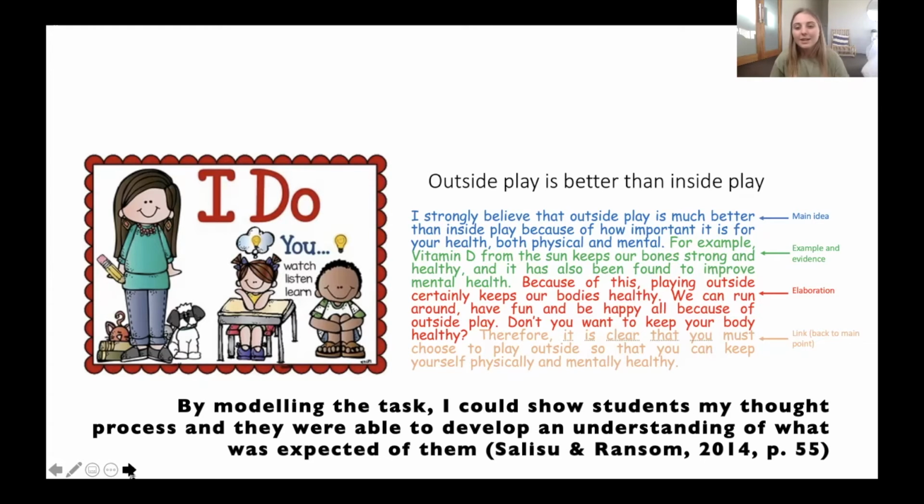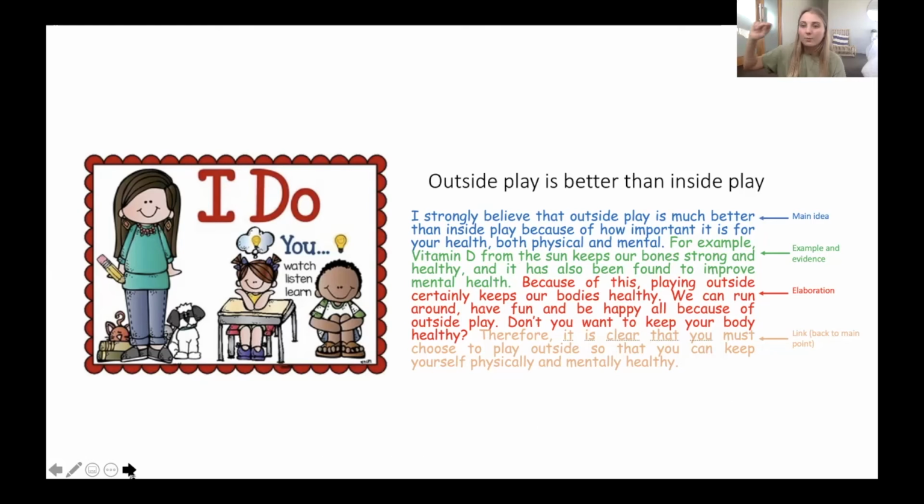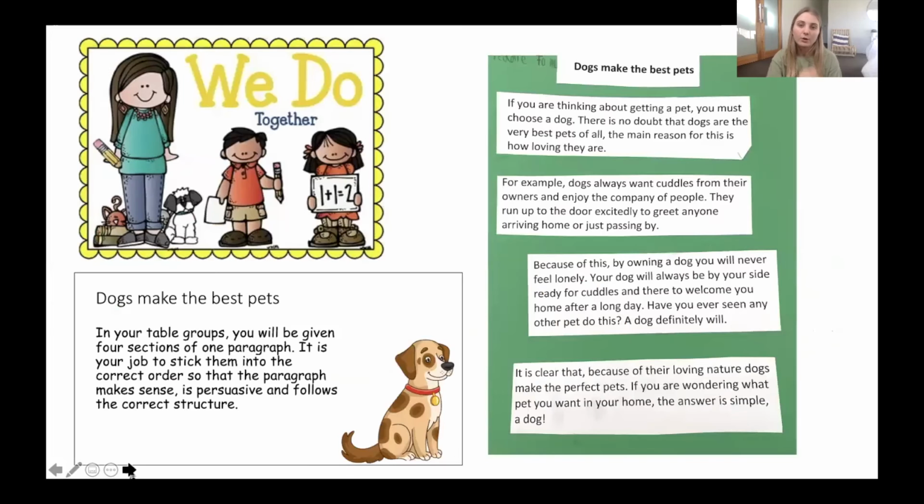Why is outside play better than inside play? They would tell me an idea and we'd construct it together. So that was following on the we do. For this lesson, they were split into groups, so just on their table groups, and I gave them a persuasive paragraph within a text that I had just cut up and mixed up, and they had to stick it in the order that they thought it would occur within a text.